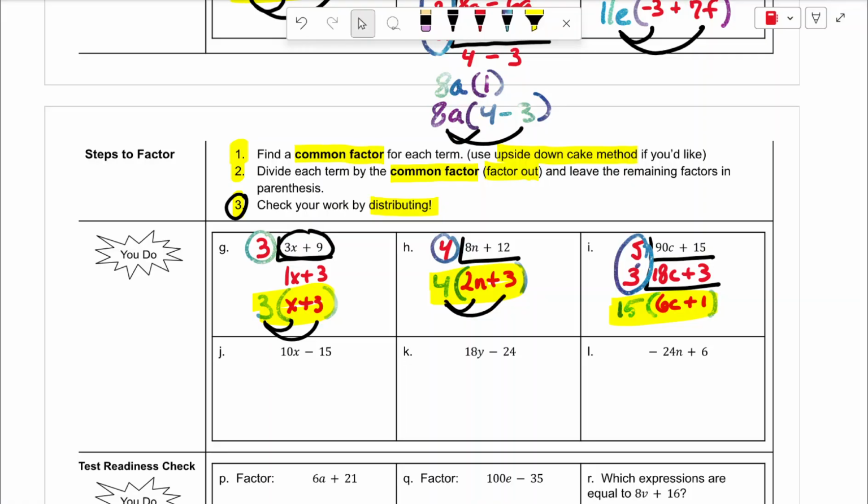All right, the answer is 15 times the quantity of 6c plus 1. How do we know we're right? Well, we can always check going backwards. 15 times 6c is 90c, and 15 times 1 is 15. Pause the video and try J.